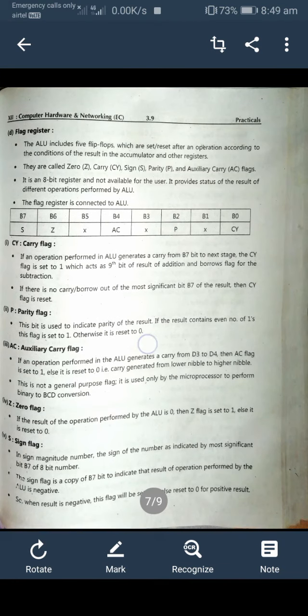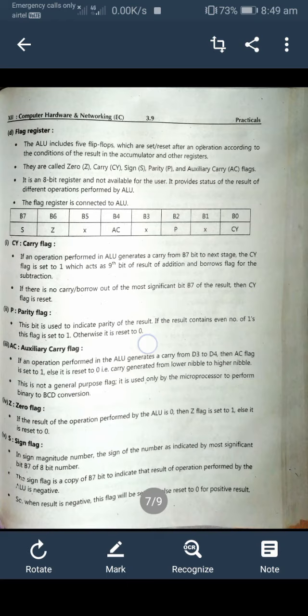Flag register. The ALU includes 5 flip-flops which are set or reset after the operation according to the condition of the result in the accumulator and other registers. They are called zero Z, carry CY, sign S, parity P and auxiliary carry AC flags. It is an 8-bit register and not available for the user. It provides the status of the result of the different operations performed by the ALU. The flag register is connected to the ALU.